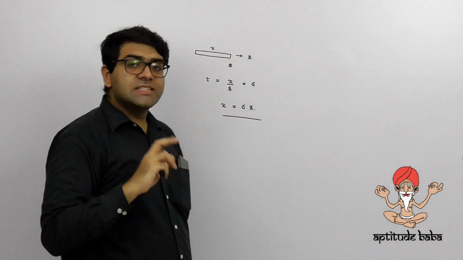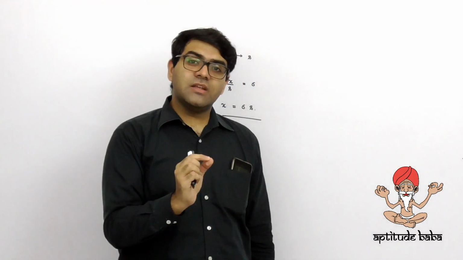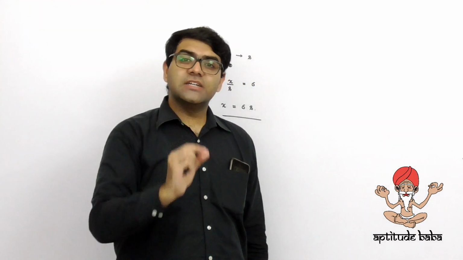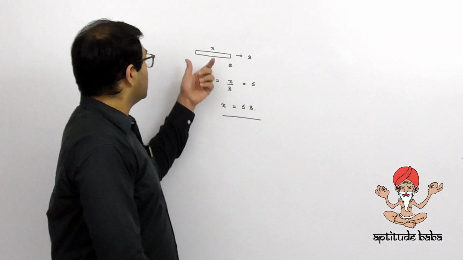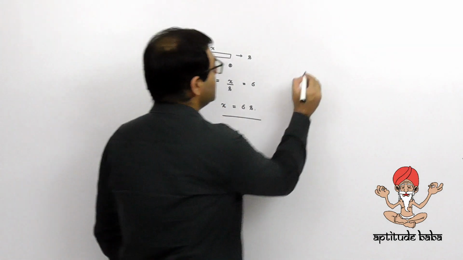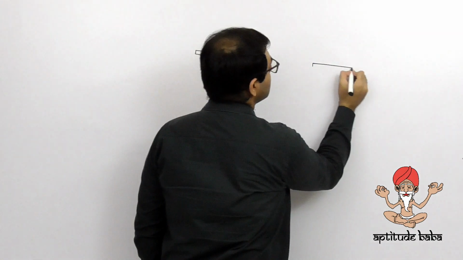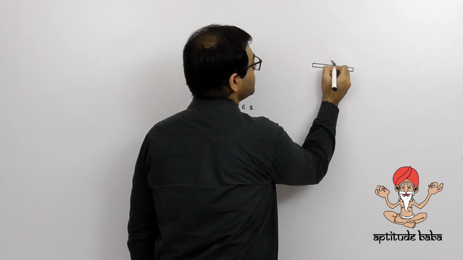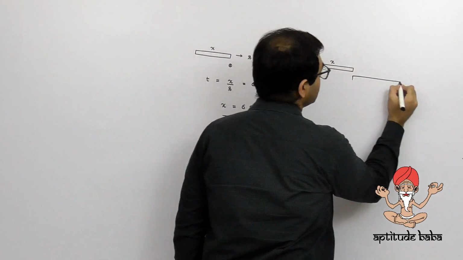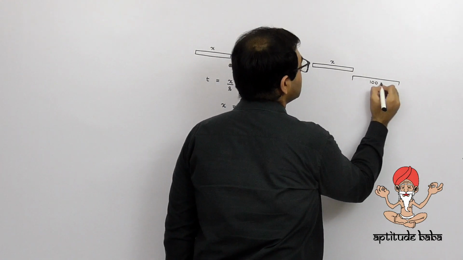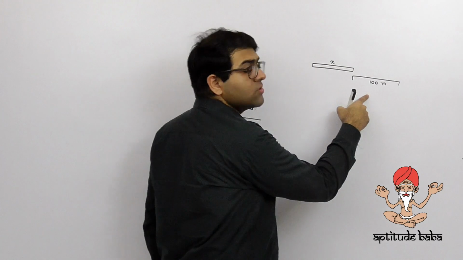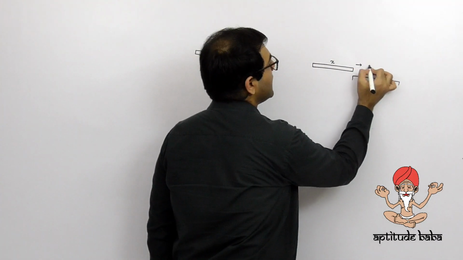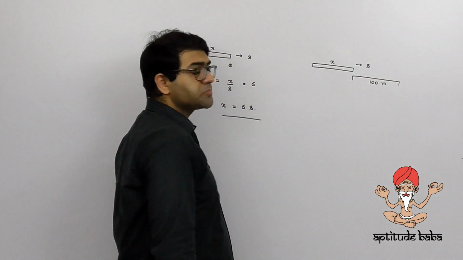Also, there's a second part of the question. In the second part of the question, the same train is crossing a 100-meter long platform. So we have an x meters long train which, instead of crossing a point object, is now crossing a platform. So let us say that the length of the train is x, the length of the platform is 100 meters. So now this train has to cross this platform with a speed of s meters per second.